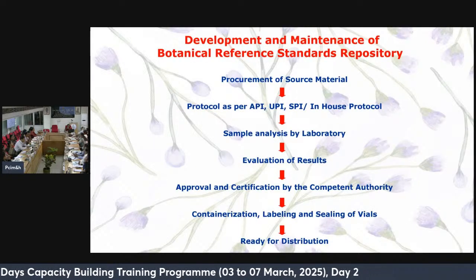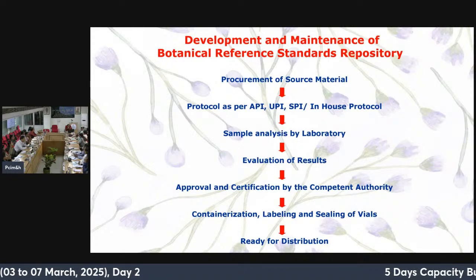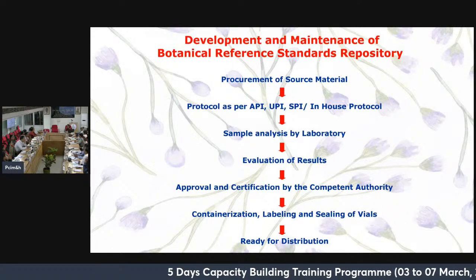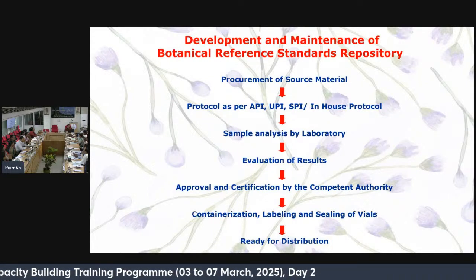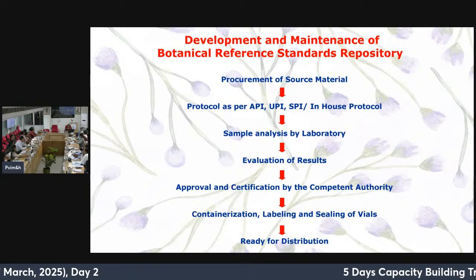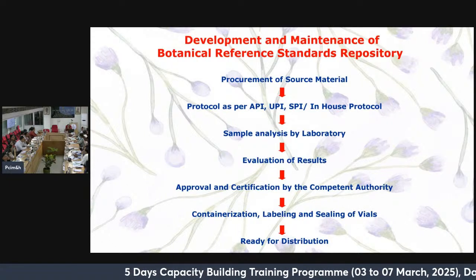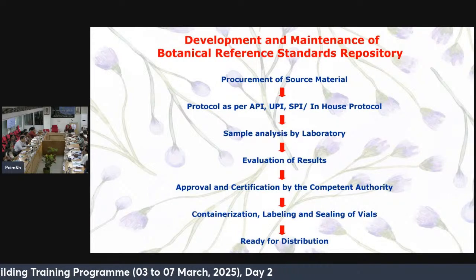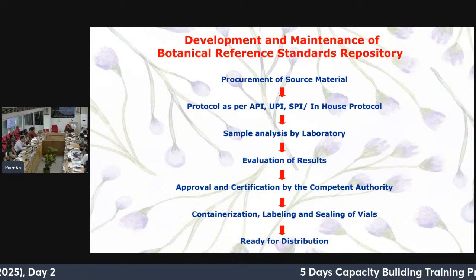This is the process of development of the reference standard, or botanical reference standard. First we collect the material. Procurement of the source material may be from the wild, it may be a market sample, or a circulated sample. Then we apply the regulatory or in-house parameters, whatever we have, on the material. Then comes sample analysis by the laboratory, evaluation of the result, and approval and certification by the competent authority. When we first collect the sample, the surety starts from the first step.